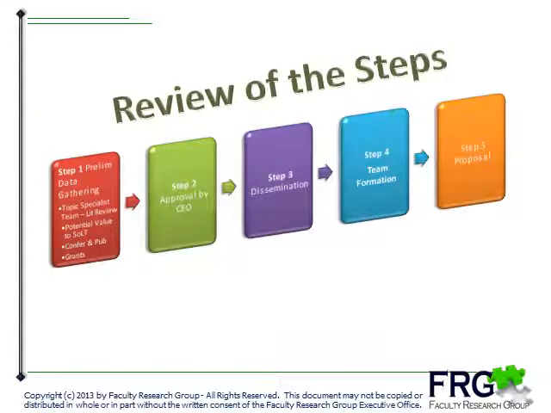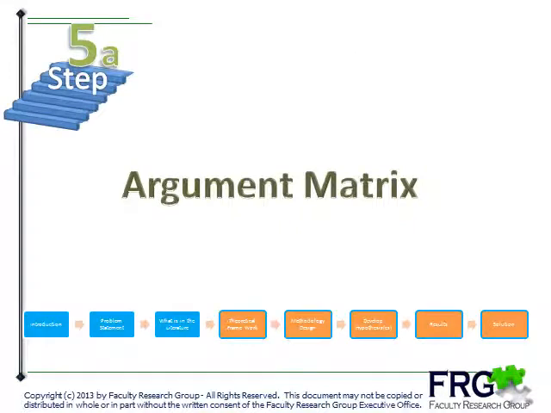Now we move to Step 5, which is the proposal process. The first part of Step 5 is the development of the argument matrix facilitated by the Research Project Manager. The argument matrix is the focus point for the research team and will help navigate the development of the proposal.